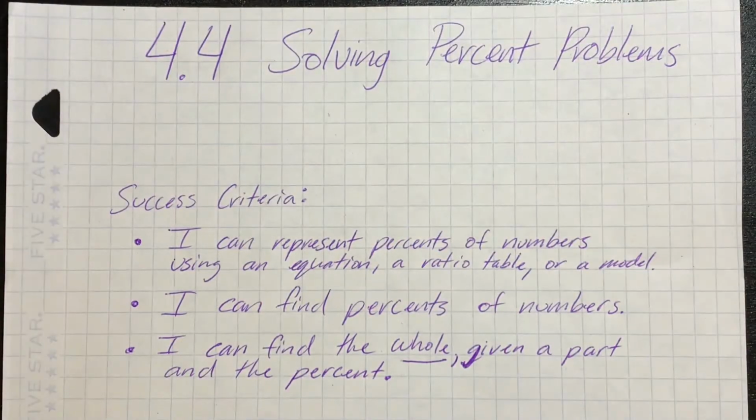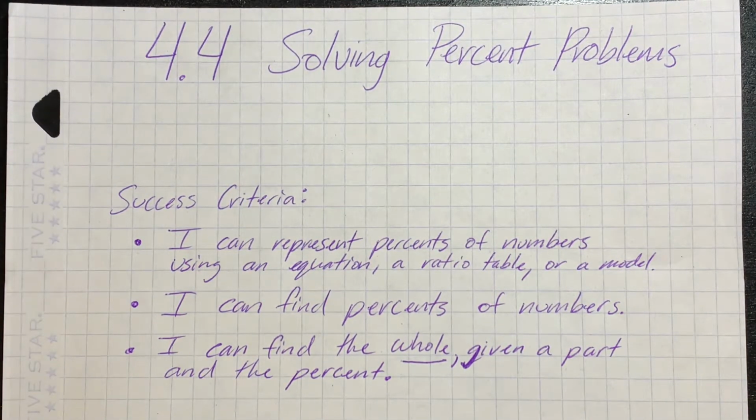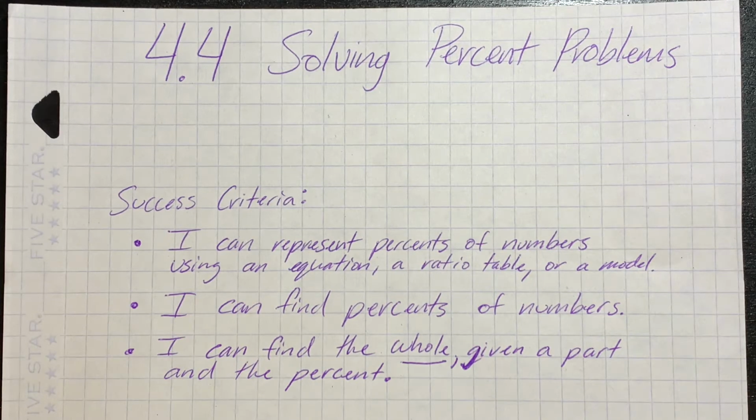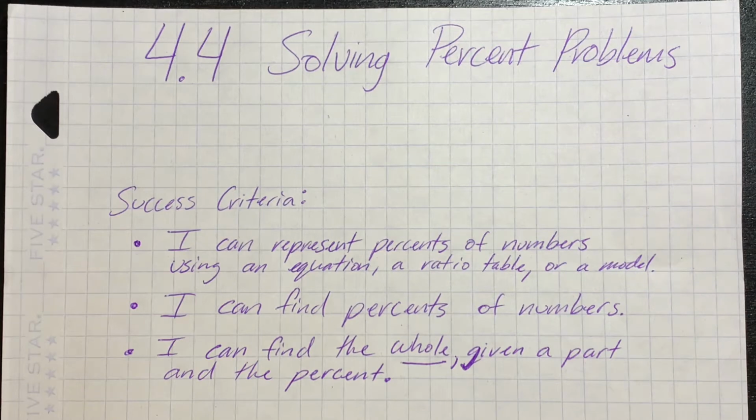For 4.4, solving percent problems, our success criteria is that by the end of this lesson, you will be able to represent percents of numbers using an equation, a ratio table, and a model. We'll talk more about those vocabulary words as we go along. You'll also be able to find percents of numbers, like if you go to a restaurant and have to find out how much to tip the waiter or waitress. And you'll be able to find the whole of a number when we're given a part and the percent. All right, let's get started.